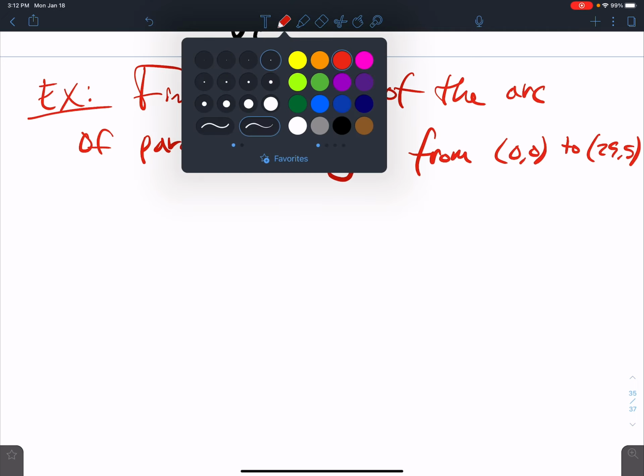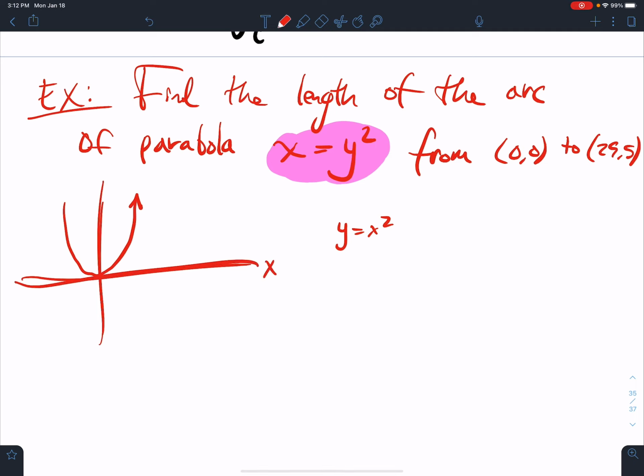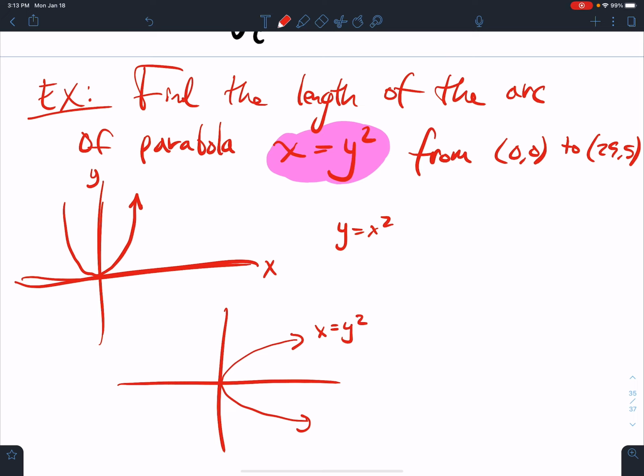Now, I always like to draw my picture, kind of give me an idea here. Remember, if I had y equals x squared, that'd be a parabola like this. Okay? But that's y equals x squared. What am I doing? I'm swapping my x and my y axis here. So the x and the y axis get swapped. If I swap that, what happens? It looks like this. So this is x equals y squared. And what do I want? From (0, 0) to (25, 5). So I want to know how long that curve is right there. So 25 here and 5 there.